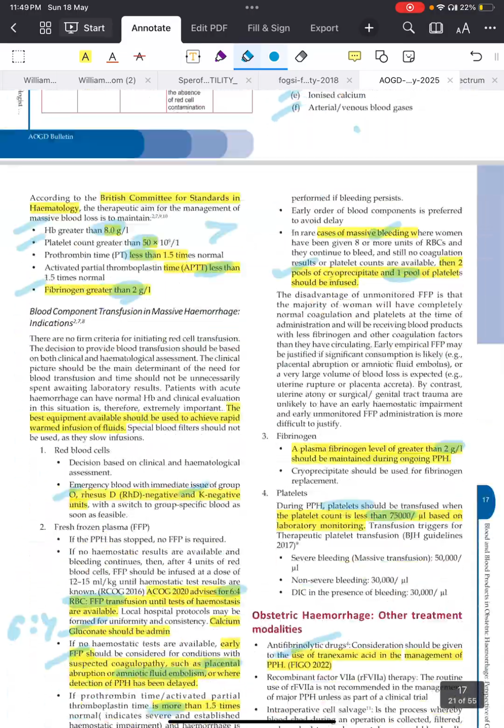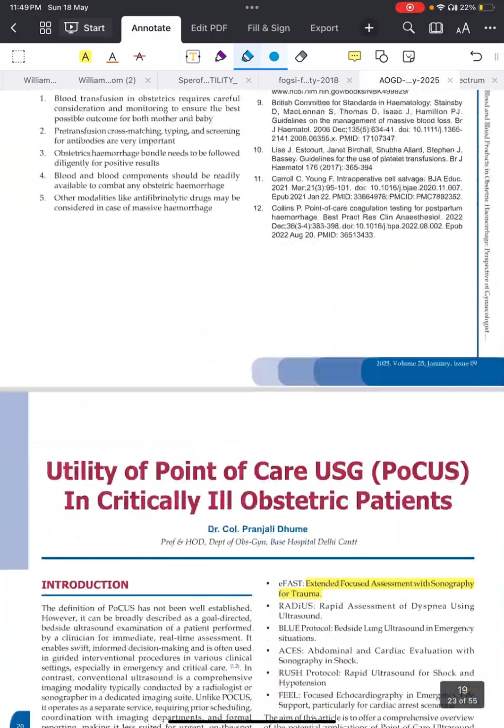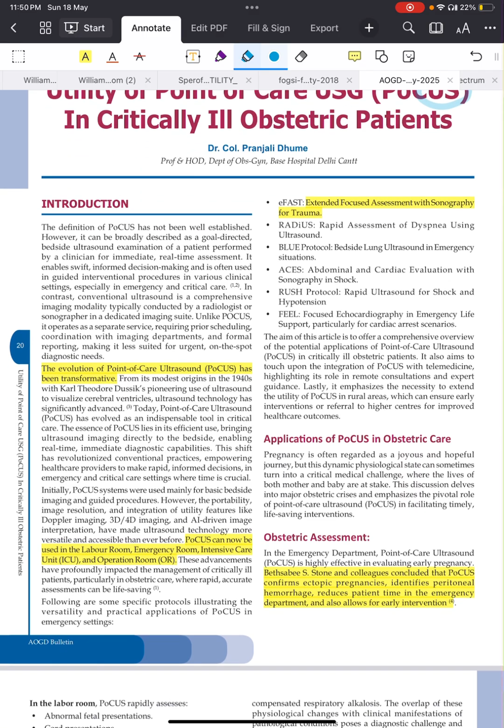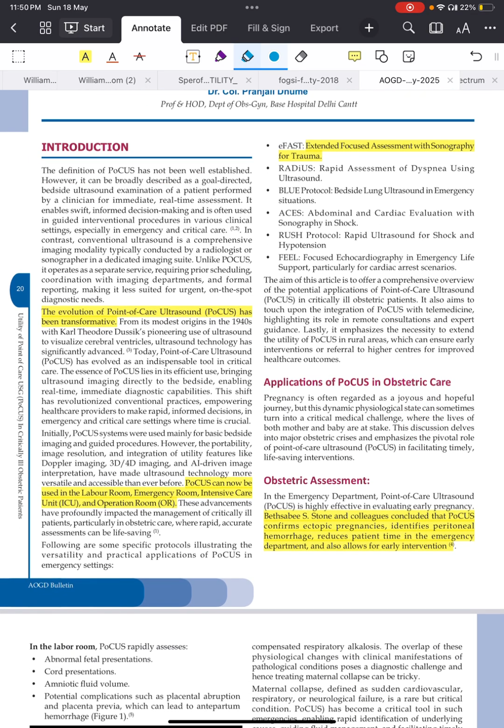That's it. Okay. Now coming to the next topic, POCUS. If the question comes on POCUS, then you should write the definition. POCUS means point of care ultrasound. Okay. Basically, we do FAST ultrasound. That is one part of POCUS.